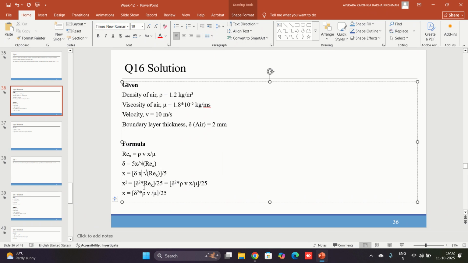And should I put it as x? Because it is confusing for delta and delta star. Sorry. Oh, this x is confusing with that x. I put a dot.